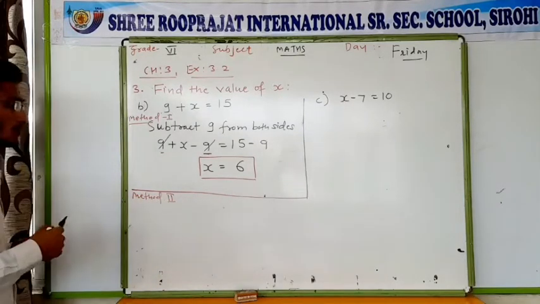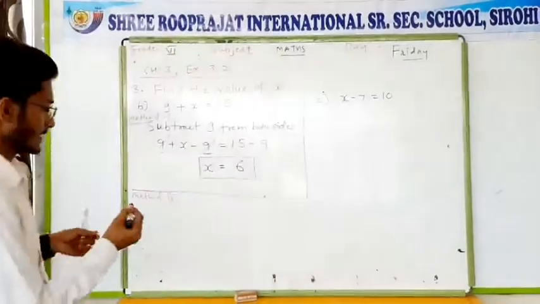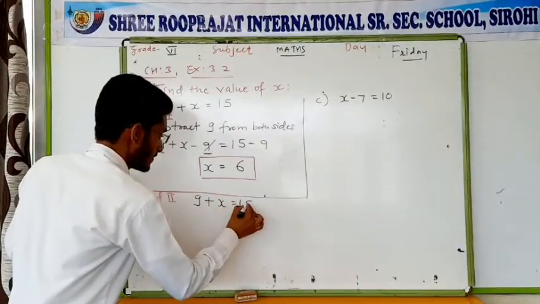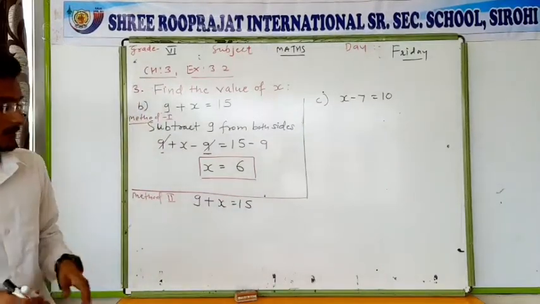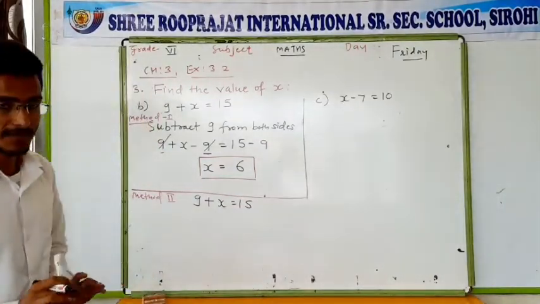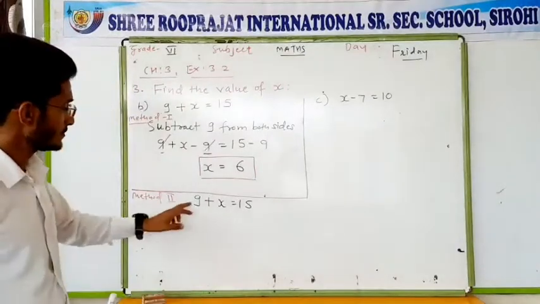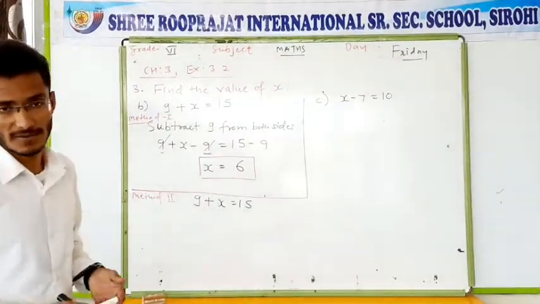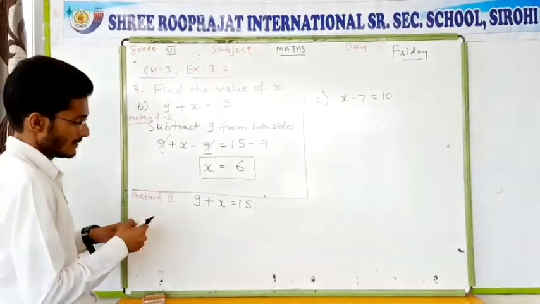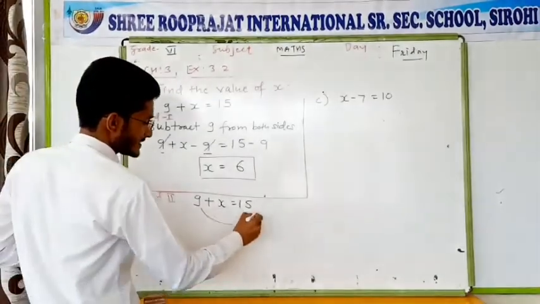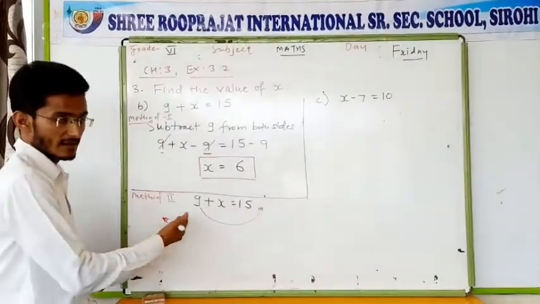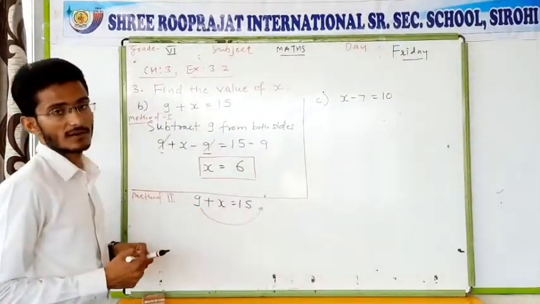Now method number 2. Okay, again the question is the same: 9 plus x equal to 15. Now what we have to do, we will not subtract 9 from any side. We have to just shift that number. That means we will change the position of the 9. We will shift that 9 from left hand side to right hand side. This time it is on the left hand side. In the next step we will move it to the right hand side.